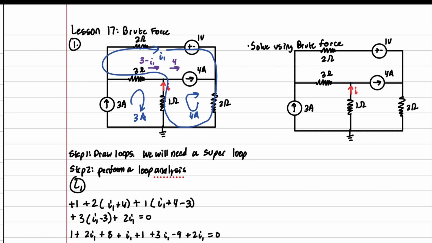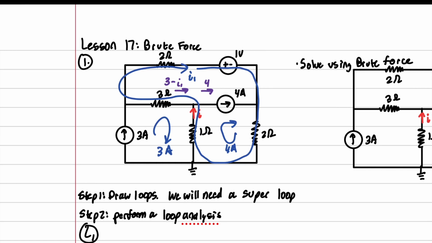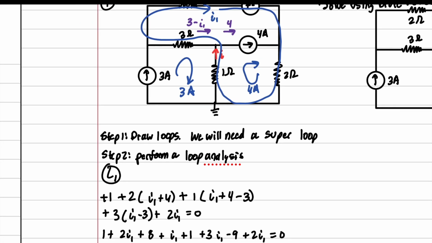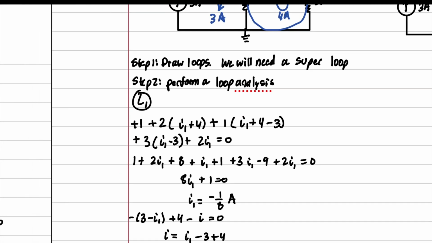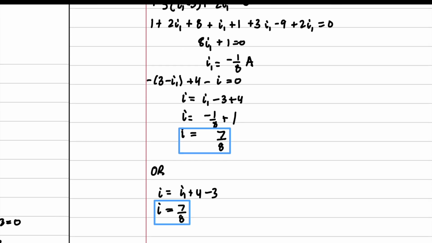Right here we have this loop that we did back in one of the loop analysis lessons. I think lesson 14 or 15. I can link it up here, or you can go check it out on the playlist. But as you can see right here, we drew a super loop and it was super simple. We just had one equation, big L1, and we got 7/8.